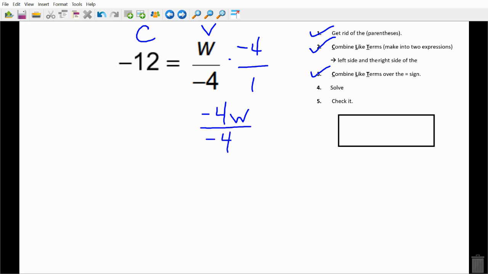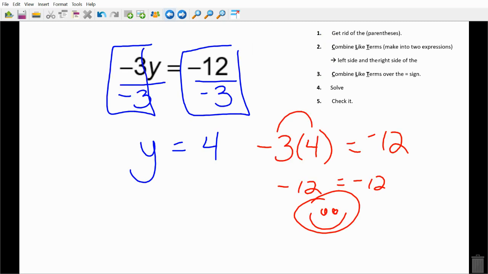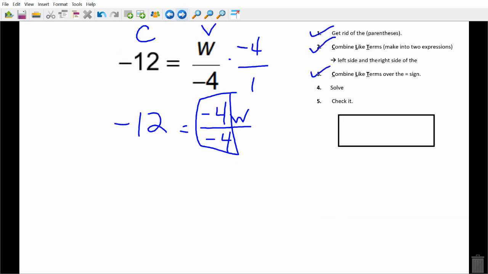Negative 4. So now, we haven't done anything on the left side. What was this answer again from last problem? What's negative 3 divided by negative 3? It was 1. So guess what? We're going to do negative 4 divided by negative 4 and get 1 again. And whatever we do to the right side, we're going to do to the left side. So we're going to get negative 4 over 1. I'm just going to make it look like a fraction.